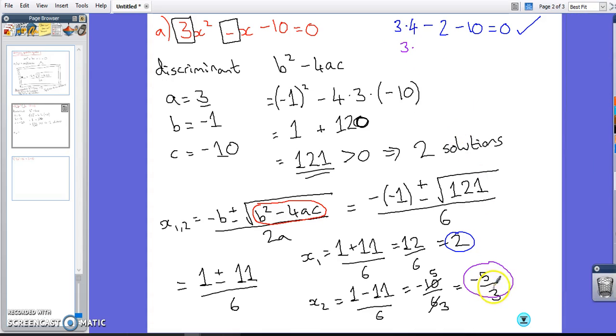3 times minus 5 over 3 squared is going to be 25 over 9, minus x, so as it's negative, it's plus 5 over 3 minus 10. So we can cancel this 3 with this 9, and we get 25 over 3. Plus 5 over 3 is 30 over 3 minus 10, and of course, that cancels to 10 minus 10, which again gives us 0. And that works. And actually, try another number in here and prove to yourself that it doesn't work, that these two are definitely the only solutions. Show that to yourself.